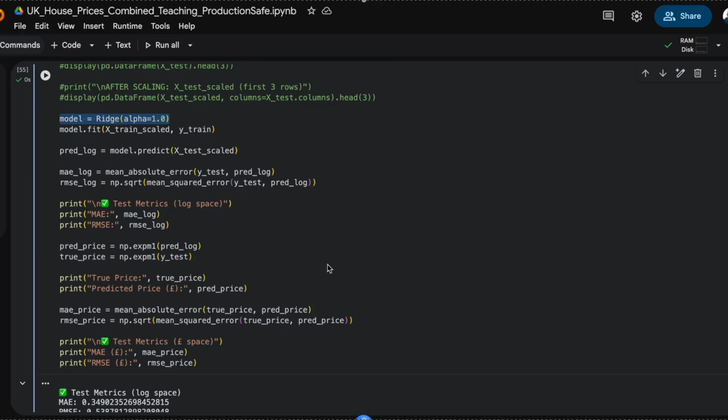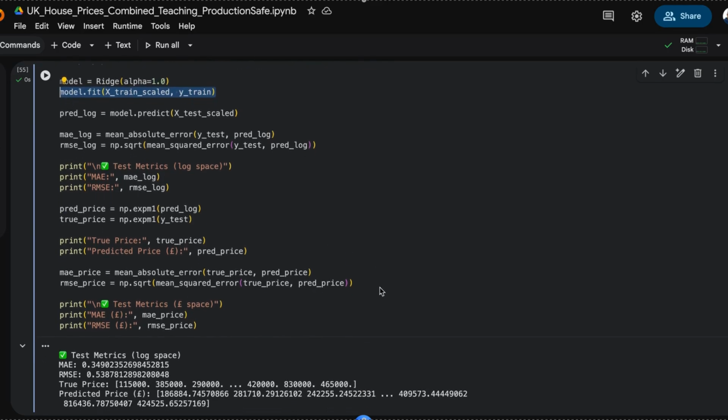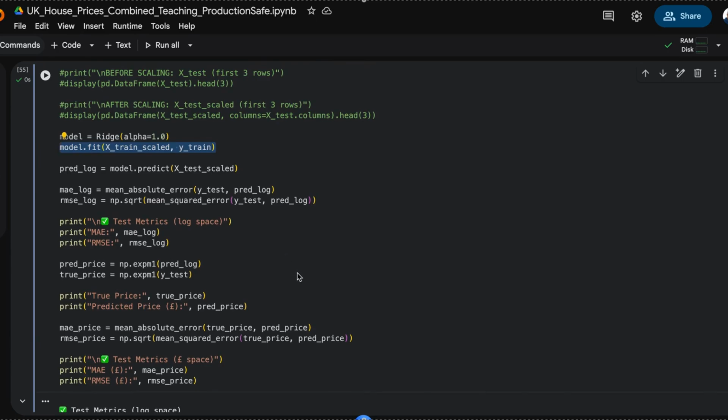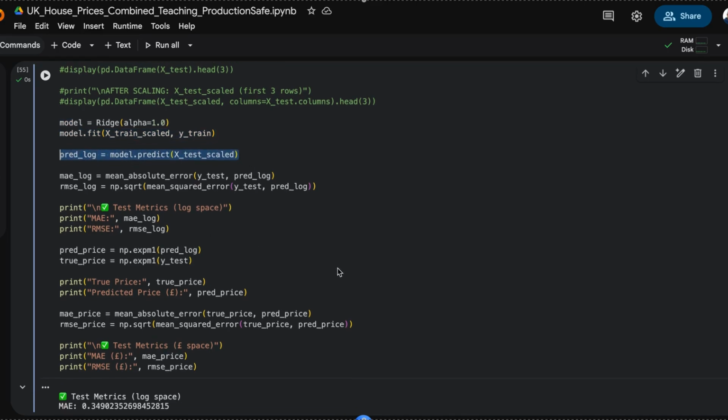Ridge regression penalizes large coefficients. It helps prevent overfitting, especially when features are correlated. In our dataset, many engineered features are related. For example, town_T, district_T and postcode_area_T. Regularization helps stabilize coefficient estimates. We now train the ridge regression model using scaled training features. The model learns a linear relationship between engineered features and log price.